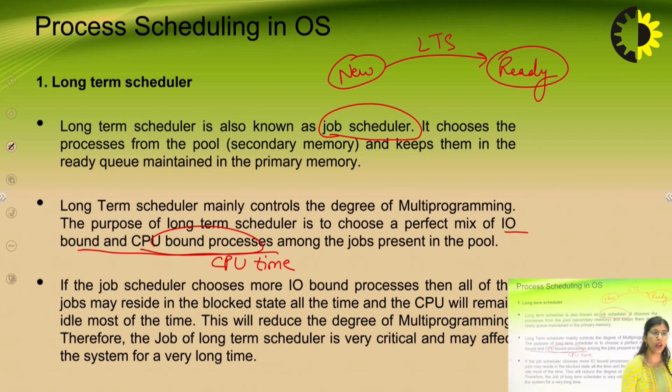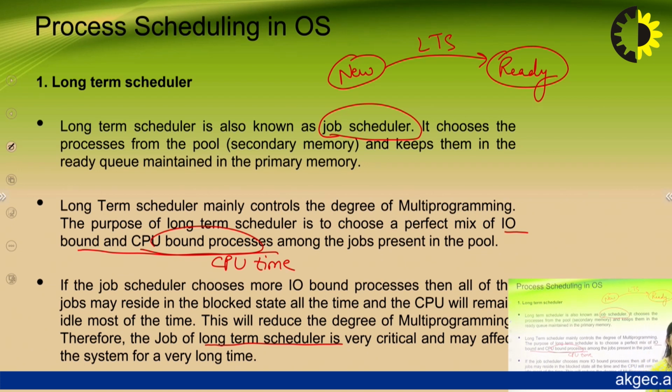processes. If the job scheduler chooses more IO-bound processes, then all the jobs may reside in the blocked state all the time and the CPU will remain idle most of the time. This will reduce the degree of multi-programming. So the job of the long-term scheduler is very critical and may affect the system for a very long time. The main task of the long-term scheduler is to create a balance between the CPU-bound processes and the IO-bound processes so that the performance of the system doesn't get affected.